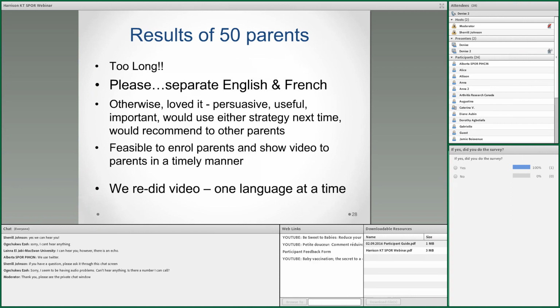The feedback was it was persuasive, it was useful, it was important. And in terms of knowledge too, they said they would use either strategy next time, whether breastfeeding, sucrose or skin to skin, and would recommend the video to other parents. In terms of this pilot showing parents the video in the neonatal intensive care unit, it was feasible to enrol parents and show the video in a timely manner. So we took all this feedback and we redid the video one language at a time.